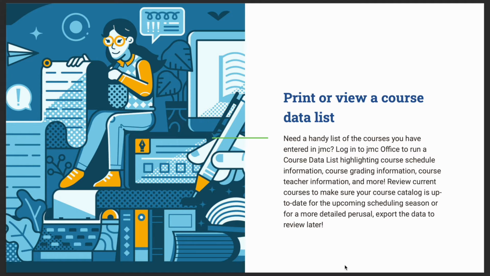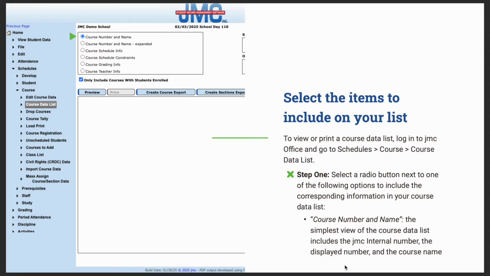So for those of you that are experienced with scheduling in JMC, you probably use the course data list a lot. The course data list is a really handy option also for reviewing state reporting information. We're going to show you specifically where you're going to want to go on this course data list to view all of that state reporting information.